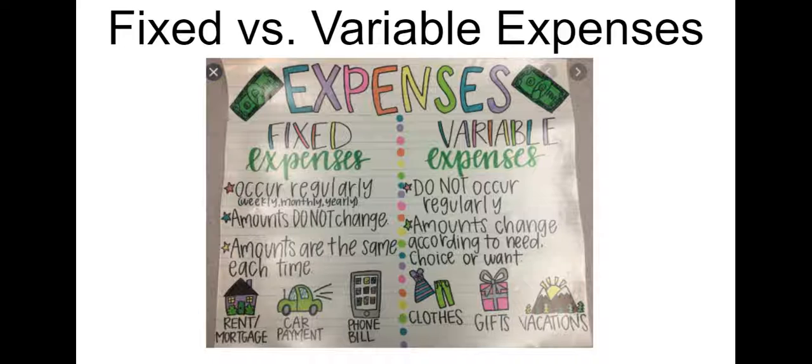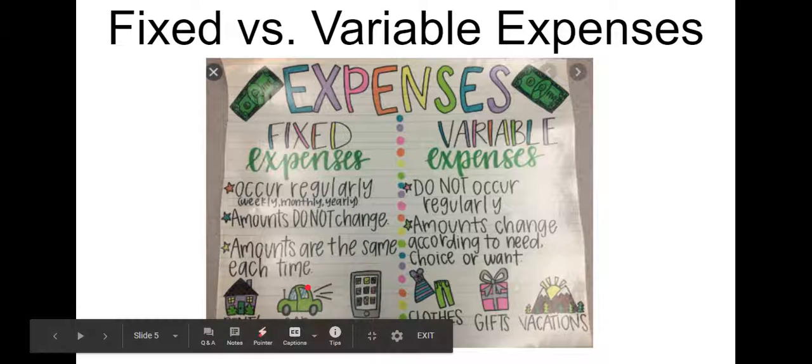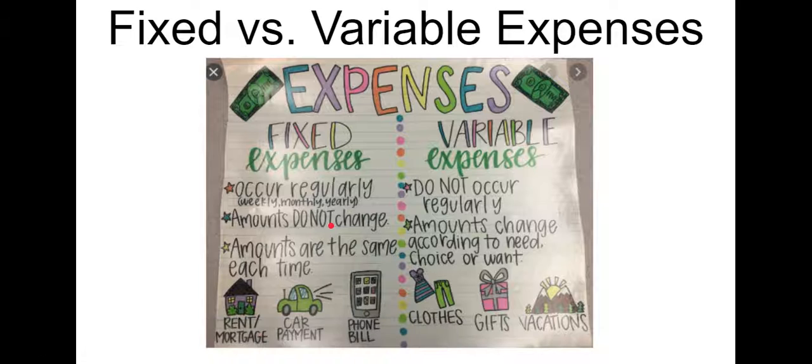Vacations are a variable expense because the price changes. It's not going to be on a regular basis. Clothes as well. Clothes are not something that you purchase necessarily every single month. It's a need in one sense, but the cost isn't going to necessarily be the same every time you go out and buy clothes. So the big thing: with fixed expenses, amounts do not change and they happen regularly. Variable amounts change and it's not regular.